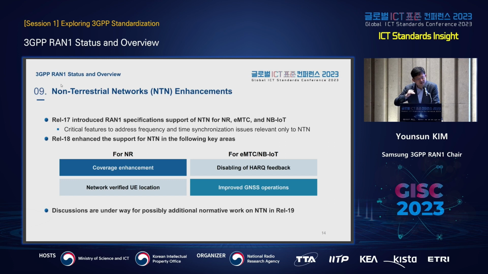If you have a GEO, the time delay between the terminal and the ground will be huge. If you have a LEO, low Earth orbiting satellite, then since the LEO satellite is moving around the Earth at a very high speed, you have a huge Doppler shift that varies with time. So the air interface needs to somehow compensate for this. That was the focus in Release 17. In Release 18, we took that a step further: for NR, we had some coverage enhancement and network-verified UE location, and for LTE eMTC and NB-IoT, we had disabling of HARQ feedback and improved GNSS operations. Again, this is another topic where we find further enhancements will be happening in Release 19.